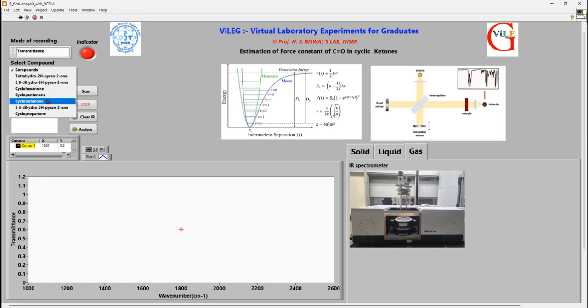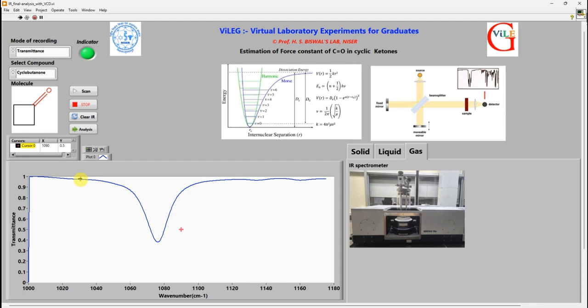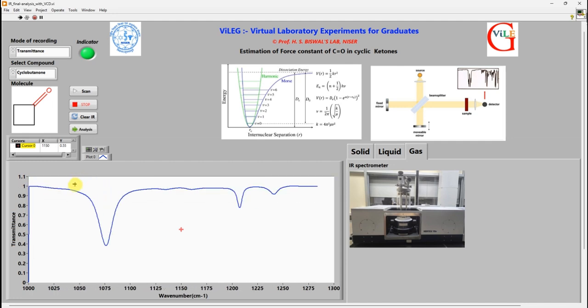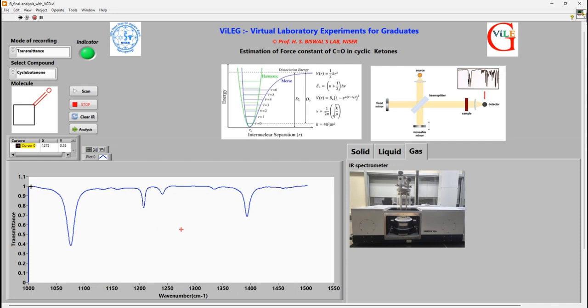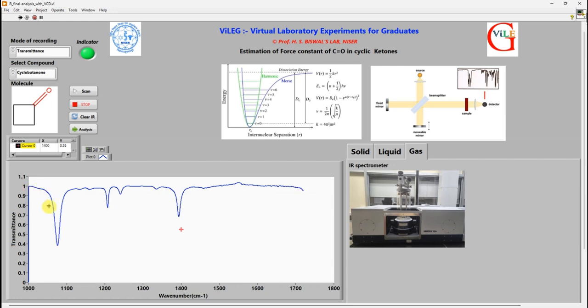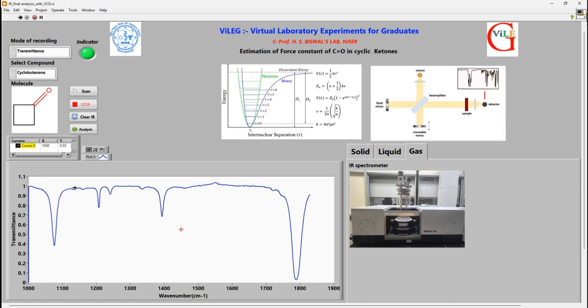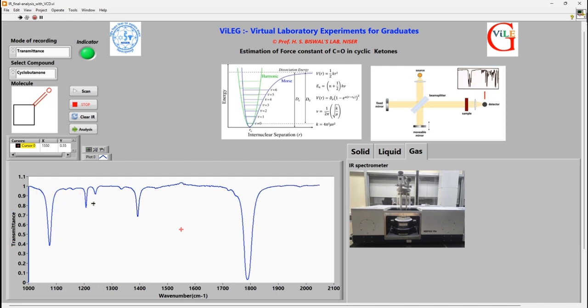So let's have a look at the spectrum of cyclobutanone. This is the cyclobutanone molecule. When we press the scan button, we can see the recording of its IR spectrum. When the molecule transmits all the infrared light and doesn't absorb, it has a transmittance value of 1. However, when it absorbs infrared light, we can see a dip in the spectrum.